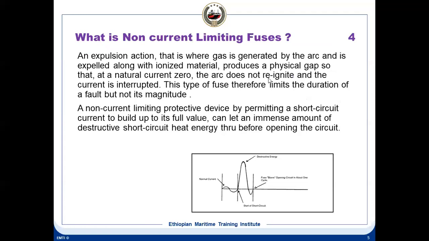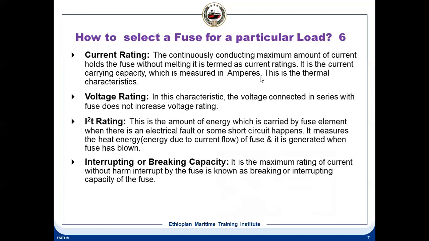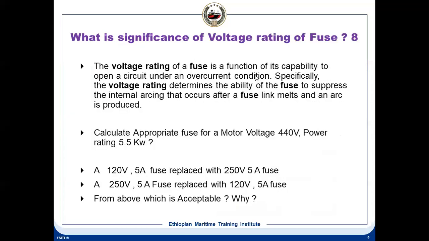I will show you this with one question. You can see here that the voltage rating of a fuse is a function of its capability to open a circuit under overcurrent conditions. The voltage rating determines the ability of a fuse to suppress the internal arcing that occurs after a fuse link melts and an arc is produced. So the voltage rating will determine the ability of a fuse to suppress the internal arcing.